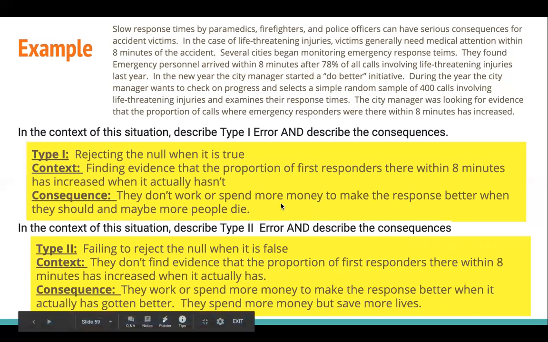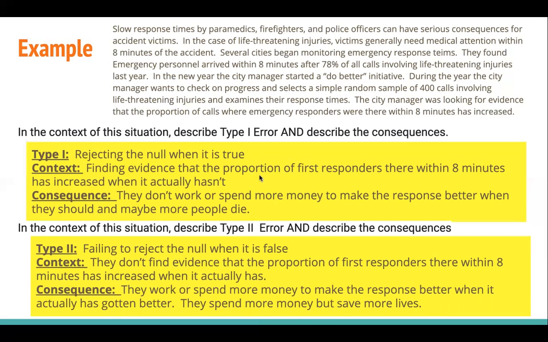And so hopefully this has helped some with type 1 and type 2 error. Come to office hours this week if you have more questions.